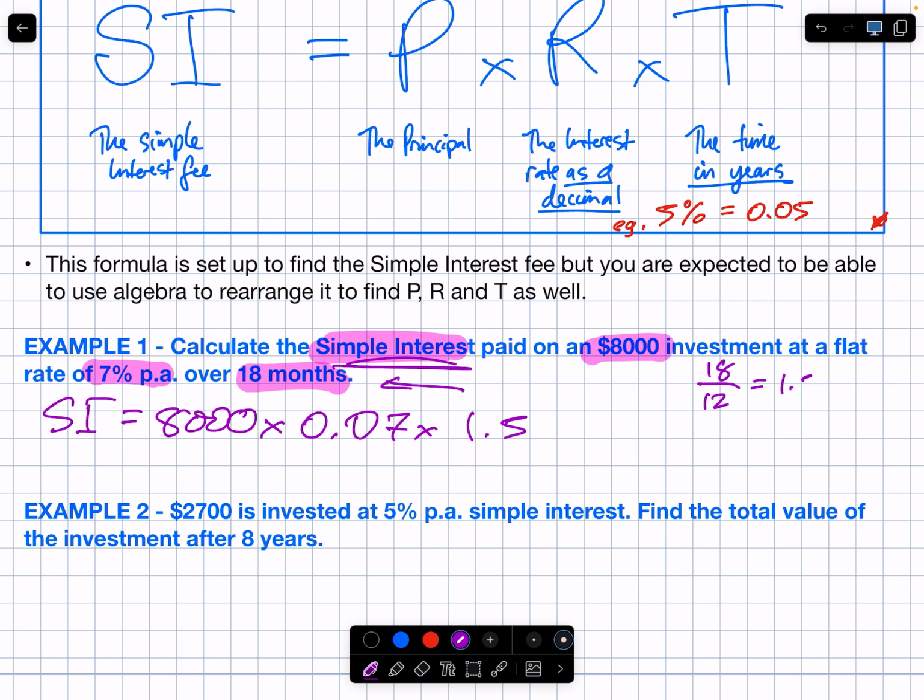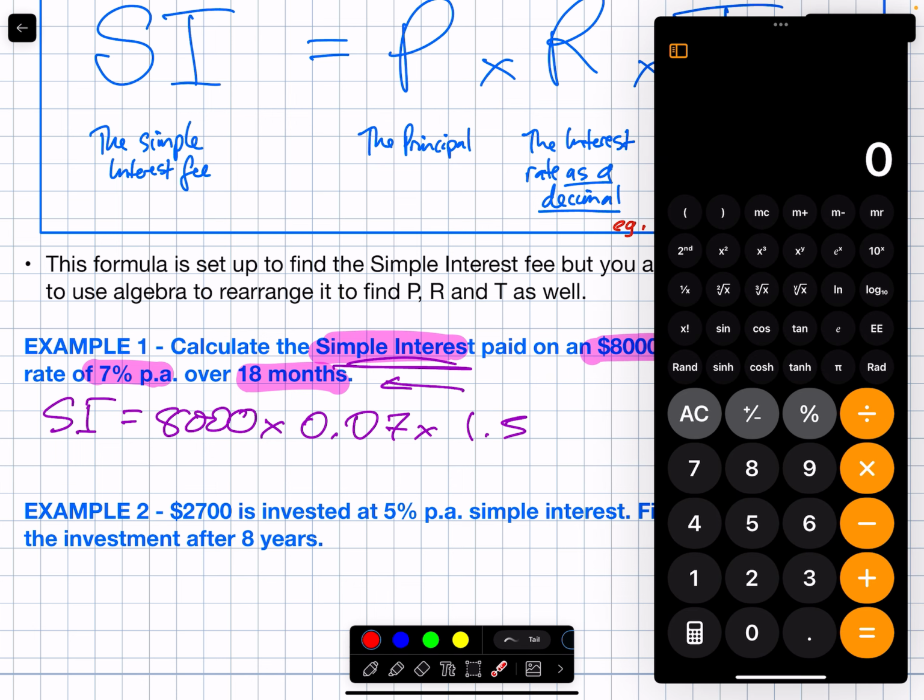So in future, if you got a twirly one that said 23 months, it's not going to be easy to get 1.5. What could you do? 23 divided by 12, and it'll give you a fudgy decimal, okay? So that's all I need to work it out. So $8,000 times by 0.07 times by 1.5.